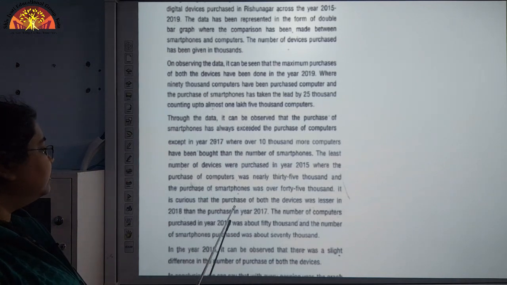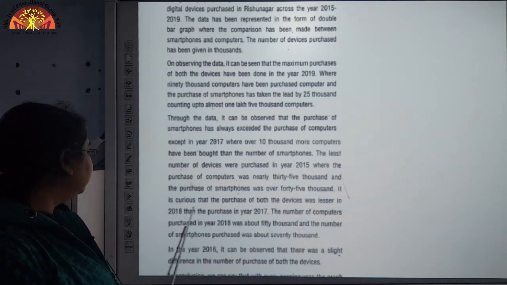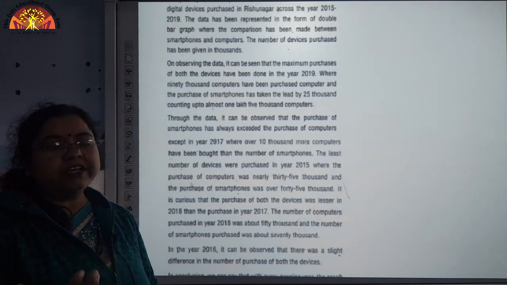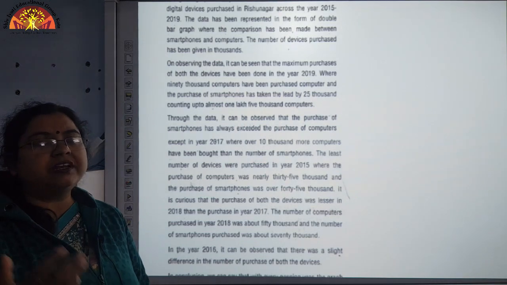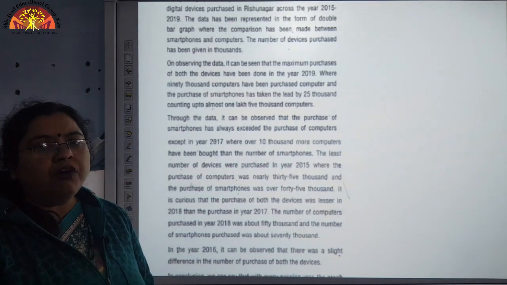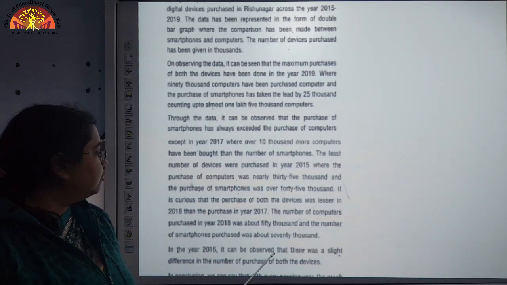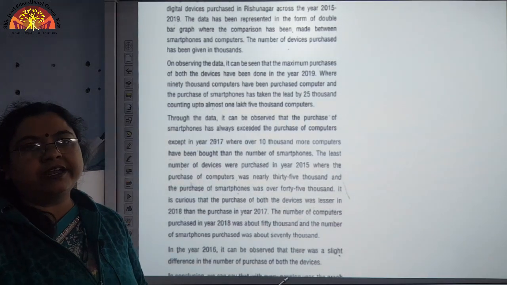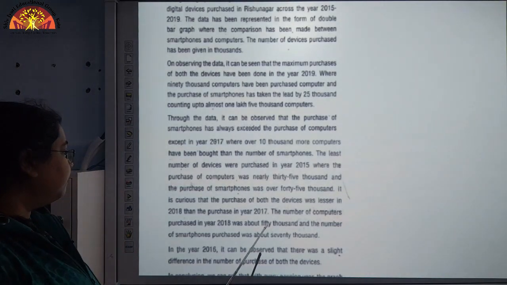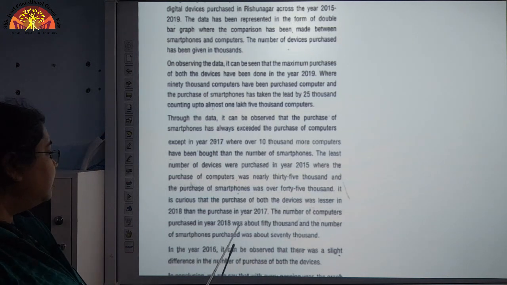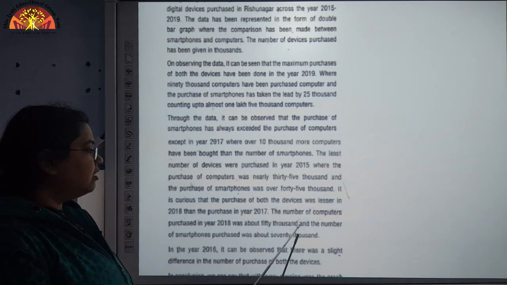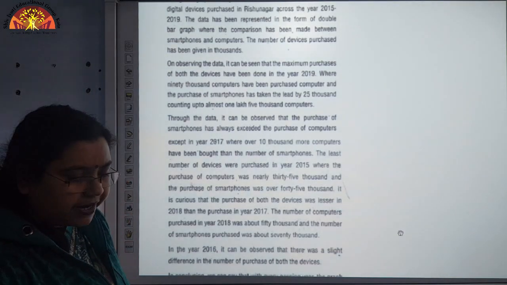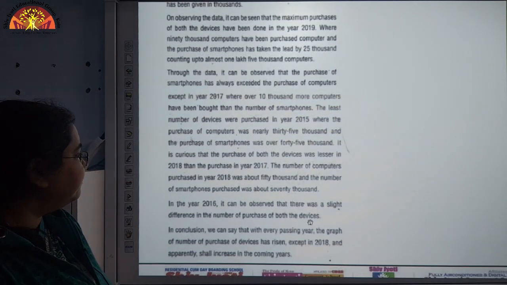It is curious that the purchase of both devices was lesser in 2018 than the purchase in 2017. So, curious means that you want to come to know the reasons why there was a fall in the purchase from the year 2017 to 2018. Okay. So, the number of computers purchased in 2018 was about 50,000 and the number of smartphones purchased was about 70,000. So, here you have compared the 2 years 2017 and 18.